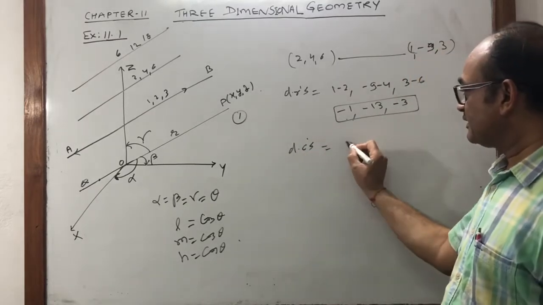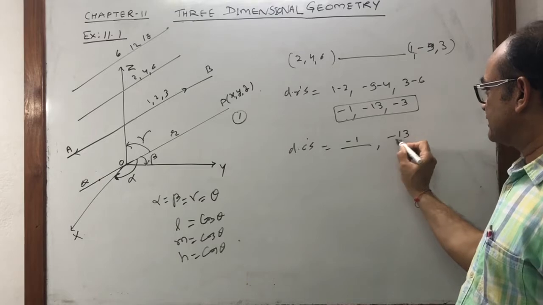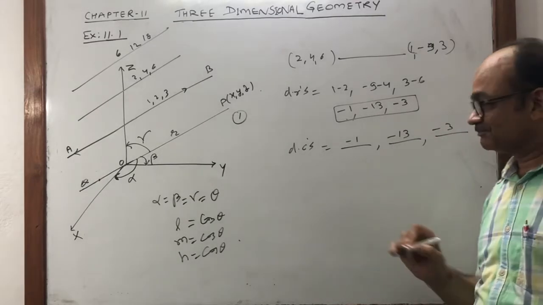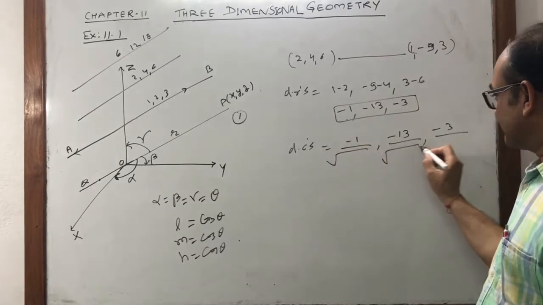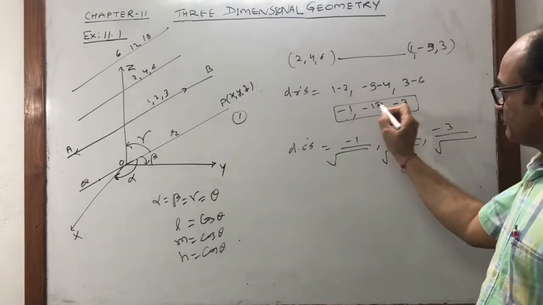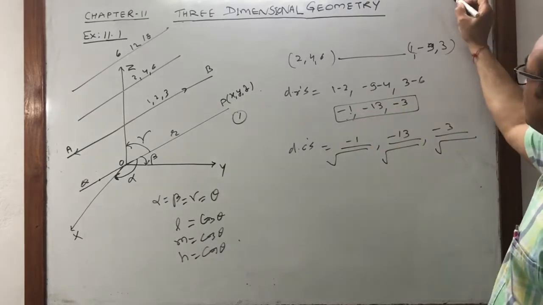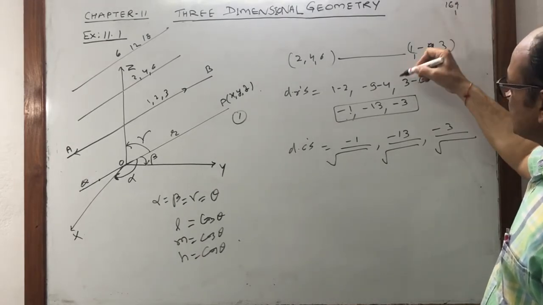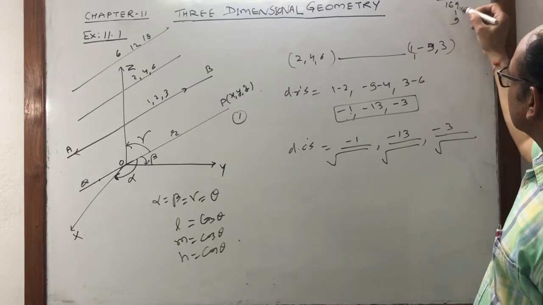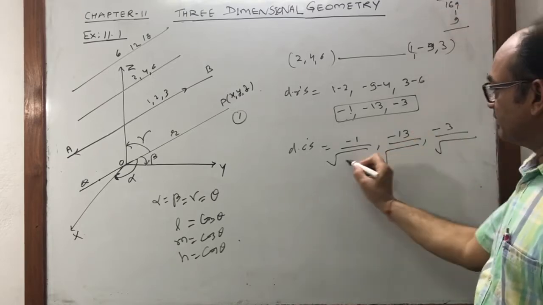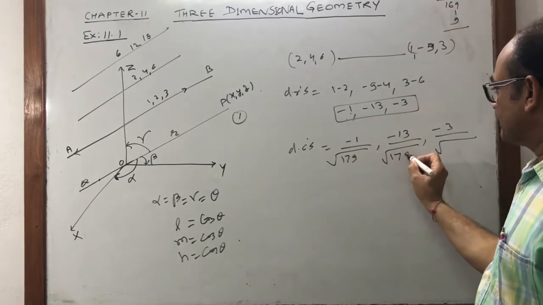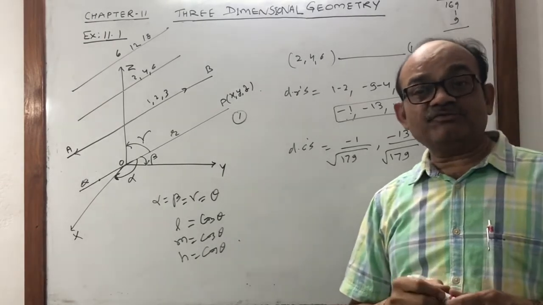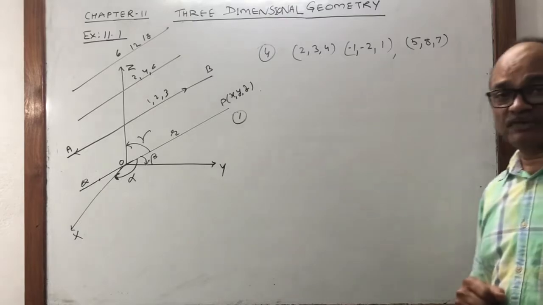Now I want to calculate DCs. So DCs are minus 1 upon, minus 13 upon, and minus 3 upon, what we have completed in the last sum. Inside the root you have to write 1 plus 169 plus 9, use rough column, then root 179 and root 179. These are the values of DCs. Next is sum number 4.